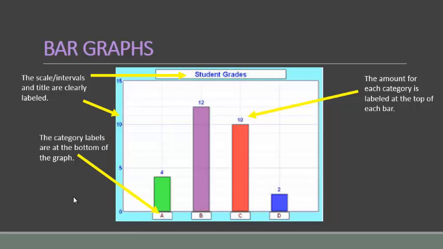The other nice thing about this bar graph is that it has clearly defined labels at the top of each bar, so the reader can easily see how many students got a particular grade. For example, 4 students received an A and 10 students received a C are easy to read thanks to the label at the top of the bar.